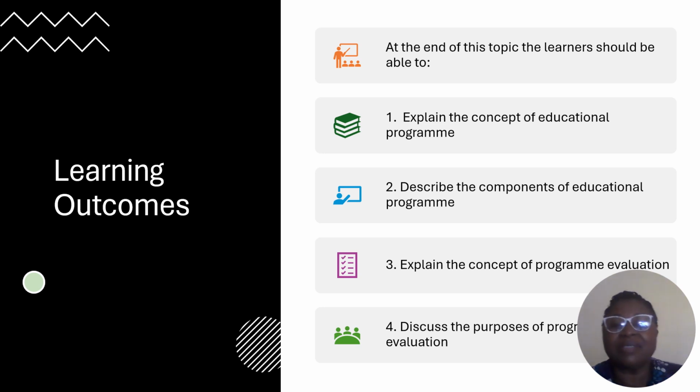Learning outcomes. At the end of this topic, the learner should be able to explain the concept of educational program, describe the components of educational program, explain the concept of program evaluation, discuss the purposes of program evaluation.